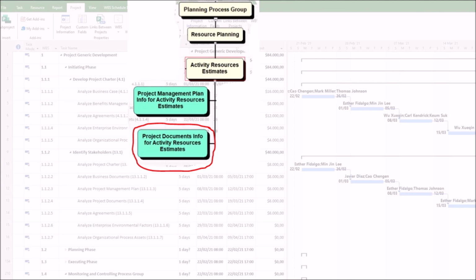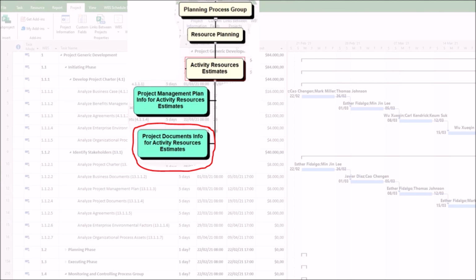Second, they directly shape the outputs. The data within these documents directly shapes the key outputs of the process, namely the activity resource requirements and the basis of estimates. Without detailed inputs from the activity list and attributes, these outputs would lack the necessary detail and accuracy. Third, they ensure holistic planning.